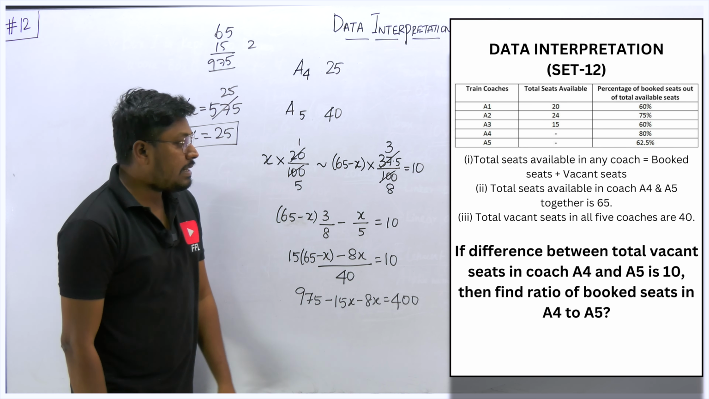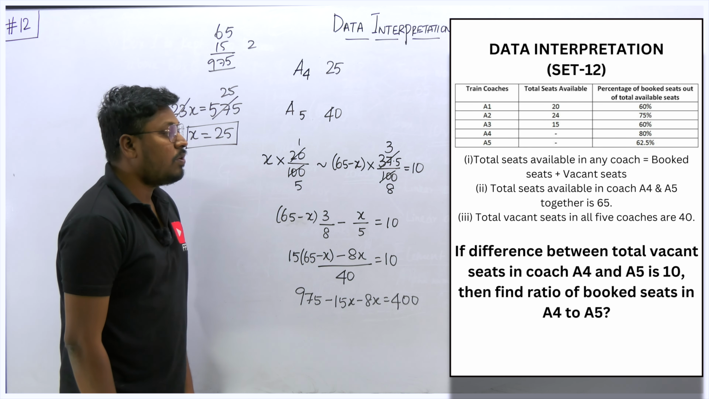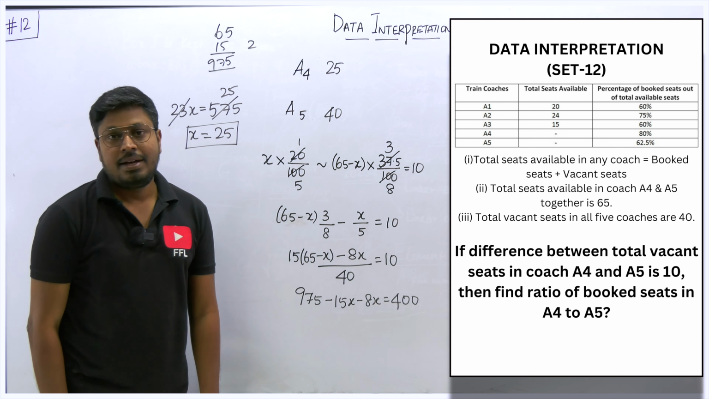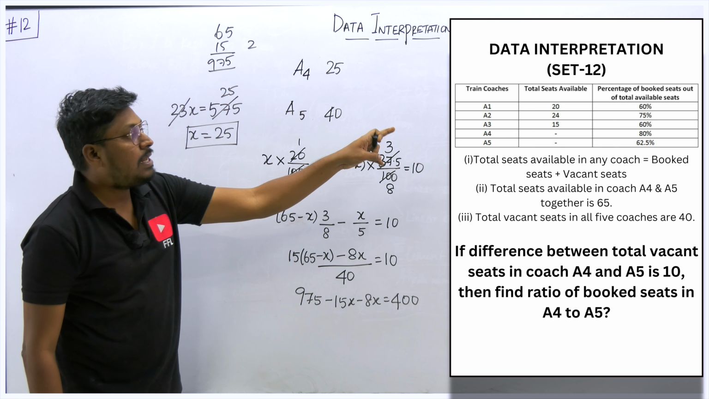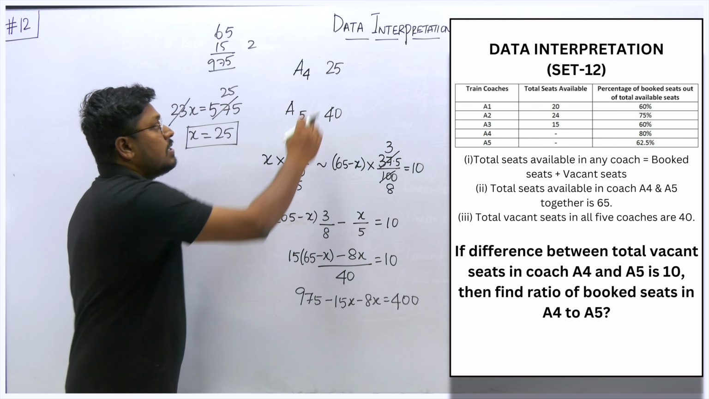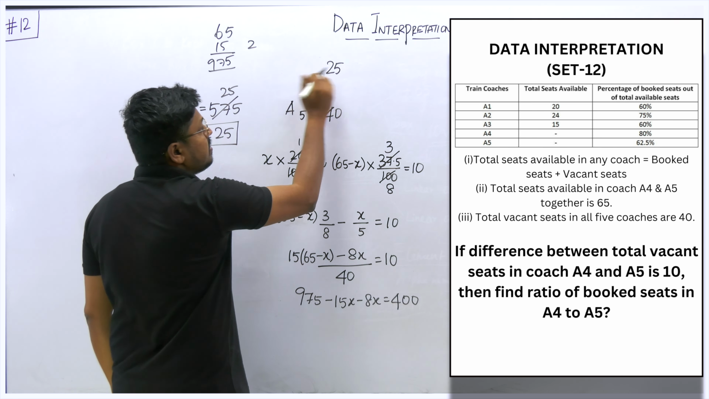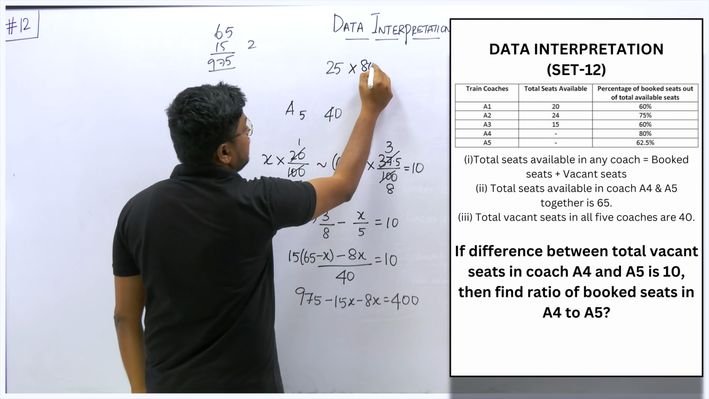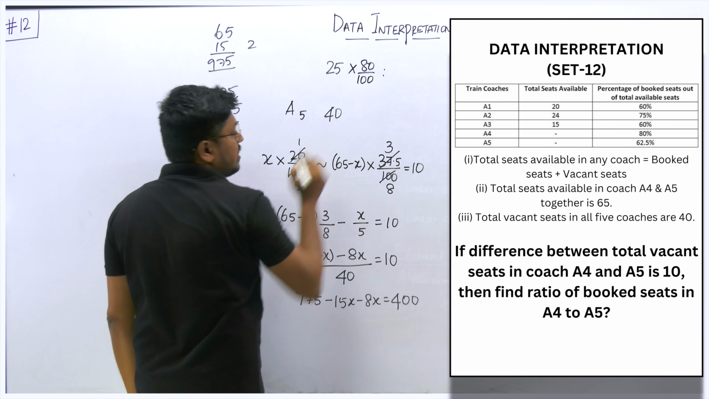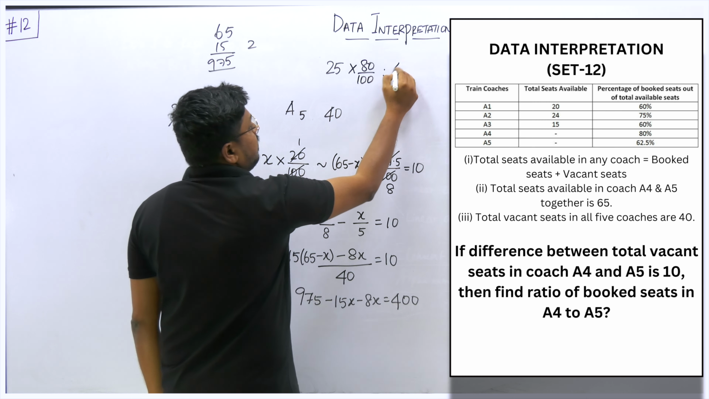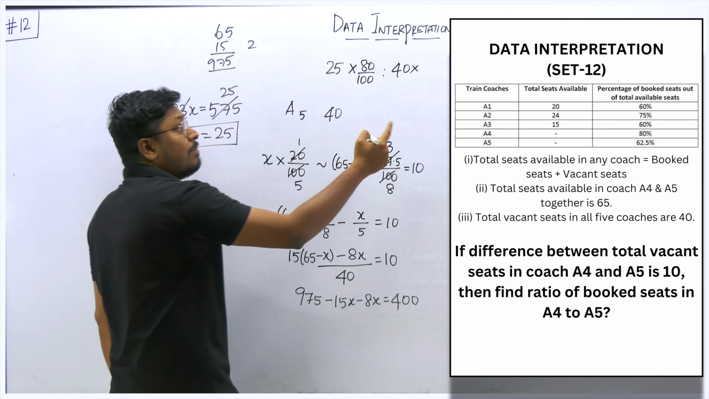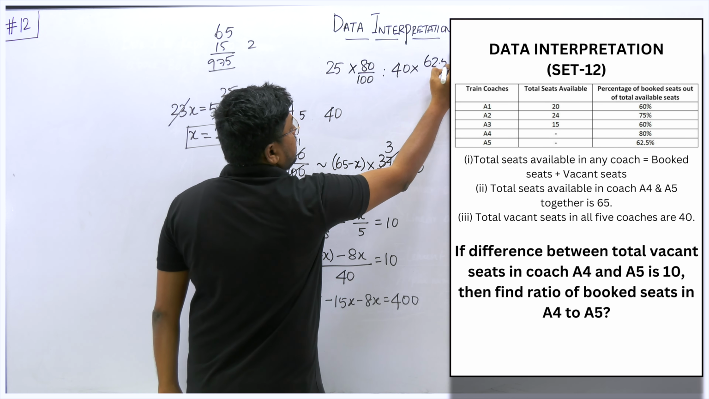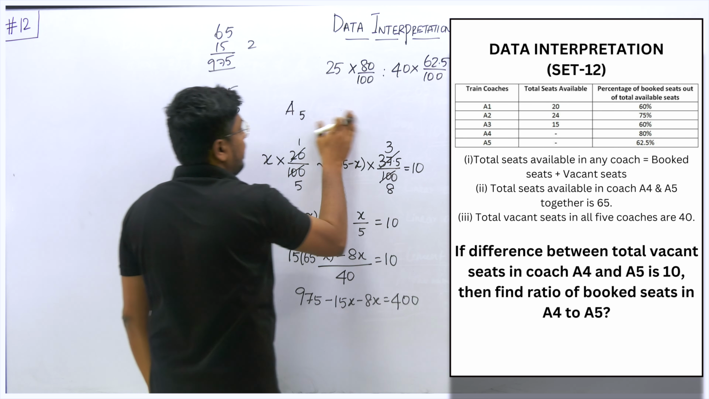So now what is our target? Find the ratio of booked seat in A4 and A5. So our target is to find the ratio of booked seat. So booked seat percentage is 80 and 62.5. So out of 25, our target is to find what is 80 percentage, that is 80 by 100. So for the second coach the total is 40. So out of this 40, our target is to find the booked seat, which will be 62.5 percentage by 100.